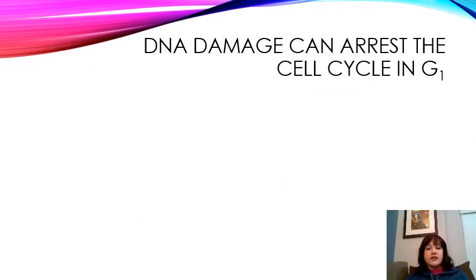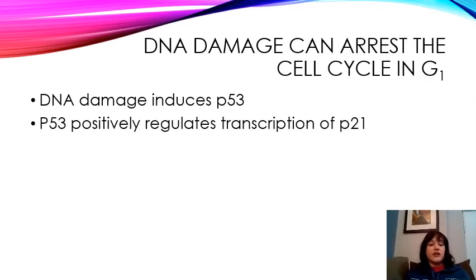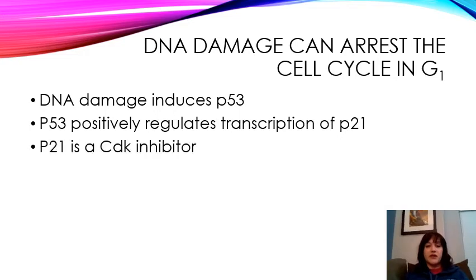Another thing that the cell needs to check for is that the DNA that's being replicated and passed down to daughter cells is not being damaged. And so the cell has this feedback mechanism, or a sensor, where DNA damage causes induction of this protein called P53. And P53 is responsible for turning on or turning up levels of protein P21.